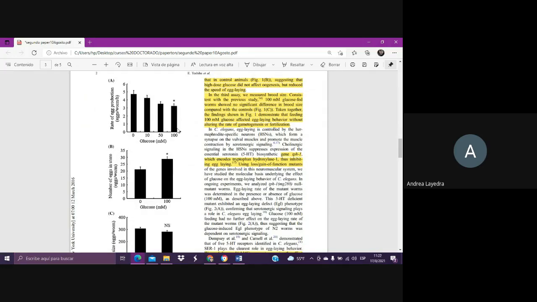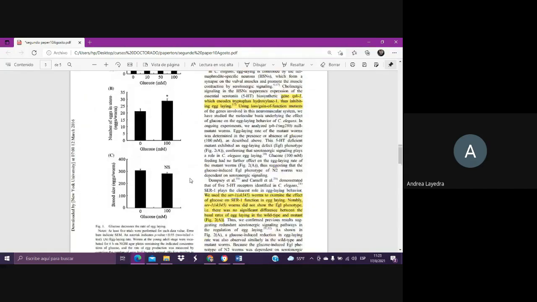They therefore studied egg-laying behavior using three assay protocols. First, they evaluated the egg-laying rate of individual animals. In the second assay, they scored the number of eggs in utero and found that the number of unlaid eggs in glucose-fed animals was higher than that of control animals, suggesting that high-dose glucose did not affect oogenesis but reduced the speed of egg laying. And in the third assay, they measured brood size. 100 millimolar glucose-fed worms showed no significant difference in brood size compared with controls.